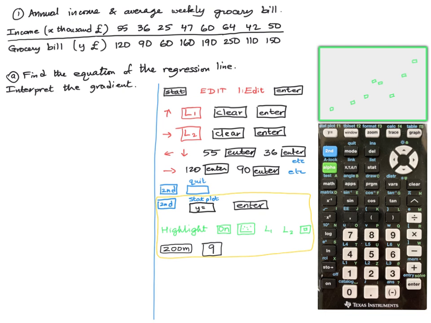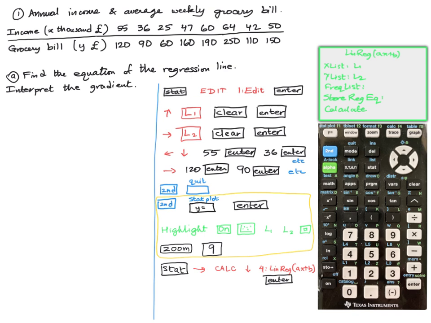What we need to do now is find the equation of the regression line. So we hit the stat button, and then we scroll over to calc, and under the calc list, we find 4: LinReg(ax+b). So you either scroll down to the 4: LinReg(ax+b), or you just type the number 4 and then enter. So now this screen should show up.